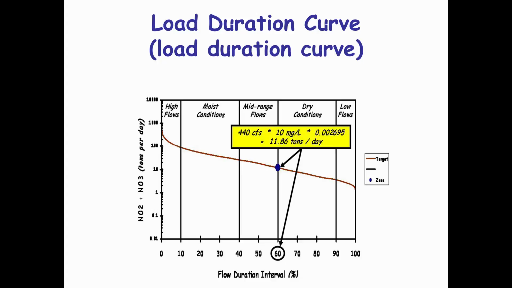So using the example from the previous slide, this is for the same creek or same river system. 440 cubic feet per second was exceeded 60% of the time. If our water quality standard is 10 milligrams per liter, then for that water quality standard, we would be expecting that 11.8 tons of nitrate would be passing by the gauging station per day. And this brown line that you see there is the target or water quality standard that you would have based on the 10 milligrams per liter for that creek.